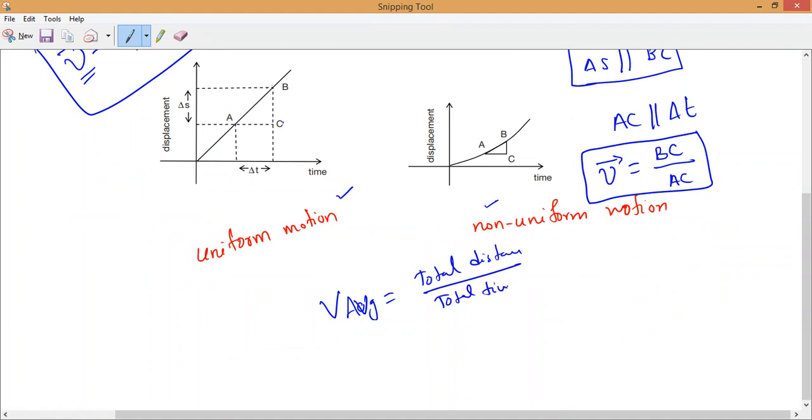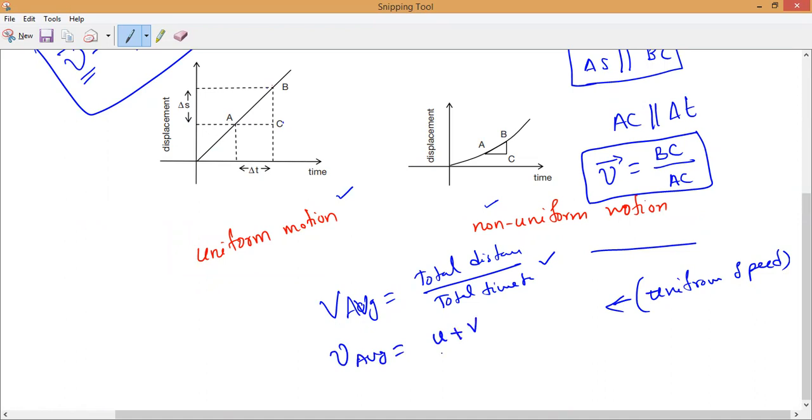Yes or no? Yes, sir. This is for variable distance in variable time period. But if it is a uniform speed, I said there is one formula for average speed: initial speed plus final speed divided by 2. If it is uniform speed, then V average is equal to initial speed plus final speed divided by 2. Is it yes or no? Yes, sir.